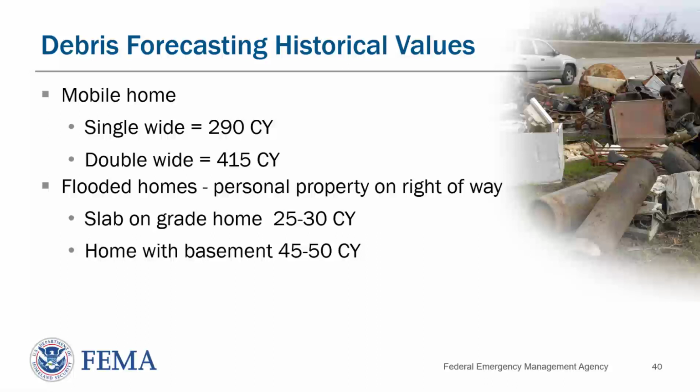A slab on grade home without a basement is going to be about 25 to 30 cubic yards. And then if you have a basement, because generally people store a lot of stuff in their basements, you're going to have about 45 to 50 cubic yards. And again, these are averages. It's not talking about the height of the house. It's basically everything that you have on your ground level and in your basement, about 25 cubic yards or 45 cubic yards.